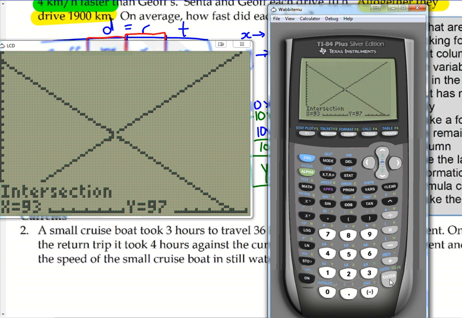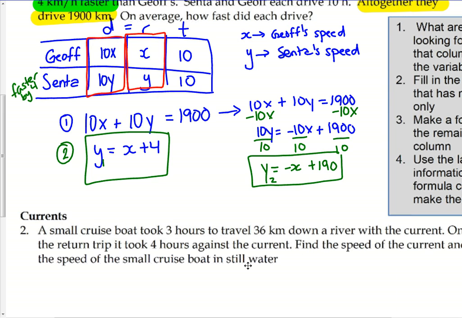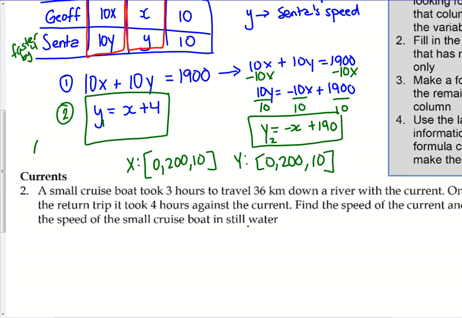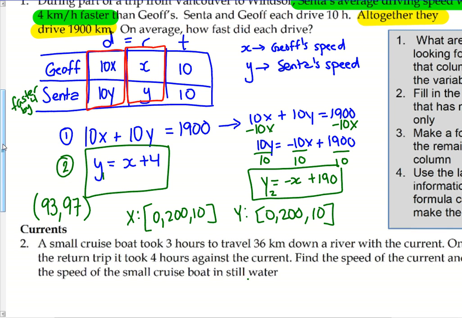If I asked you to write your windows, your solution needs to be within them, you have to see the intersection in your windows. So what I would need you to write for x would be 0 to 200, scale of 10. And then y was 0 to 200, scale of 10. And the intersection was what? Does someone tell me? 93 and 97.